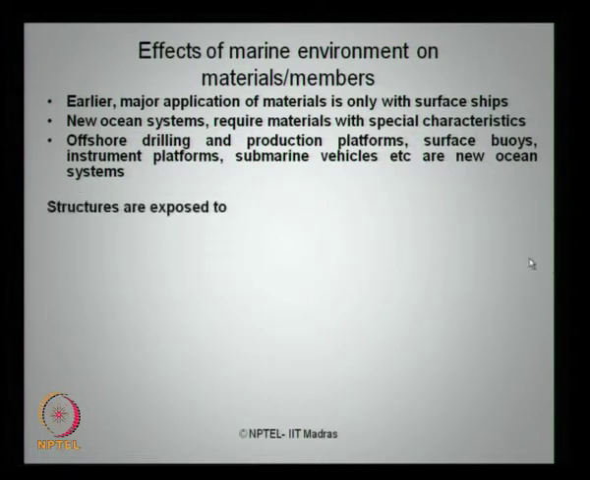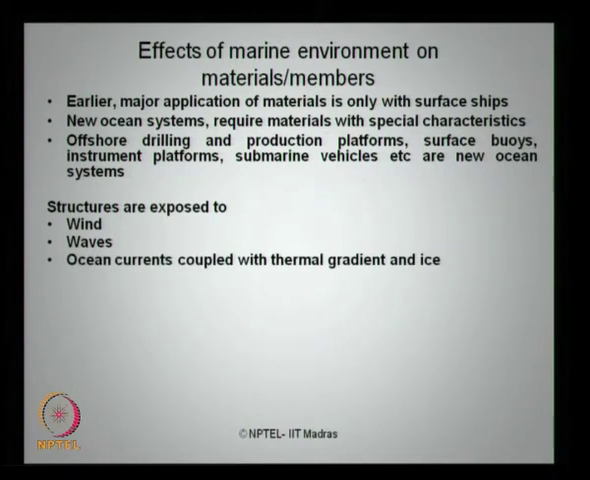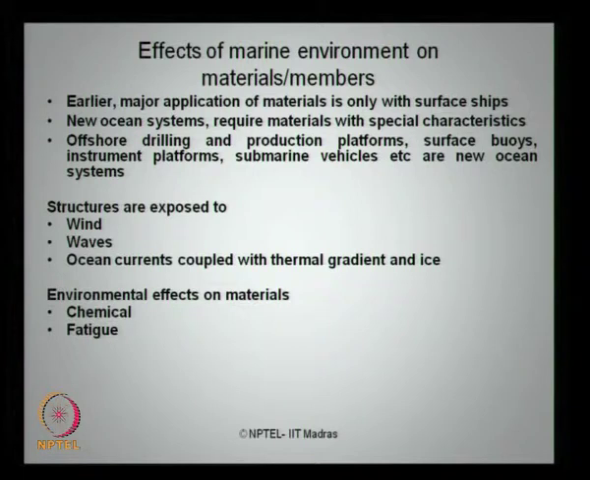Now interestingly, let us quickly look at the exposures meant for ocean structures. Ocean structures are exposed to different environmental weather such as wind, waves, ocean currents, coupled with thermal gradient and ice. Of course, the environmental effects caused by these on material are the following. It can have a chemical effect on the material, it can have a fatigue failure on the material, and of course stress and corrosion effects are also equally important, which are after effects of these environmental effects on the materials.